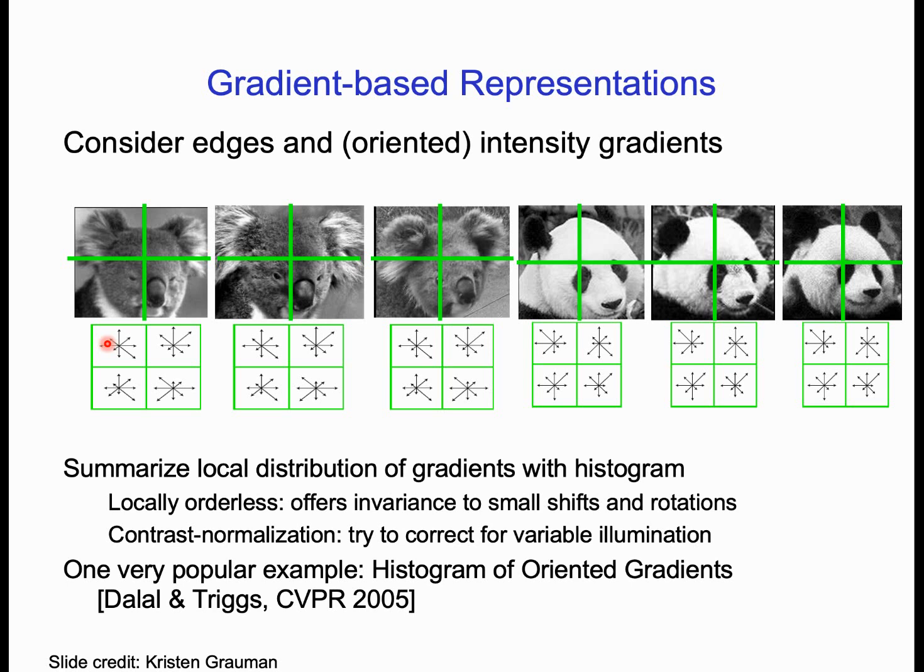It summarizes local distributions of the gradients, so it's locally orderless. It offers invariance to small shifts and rotation. And the contrast normalization tries to correct for variable illumination patterns by normalizing the contrast in the images to get the best histogram orientations.